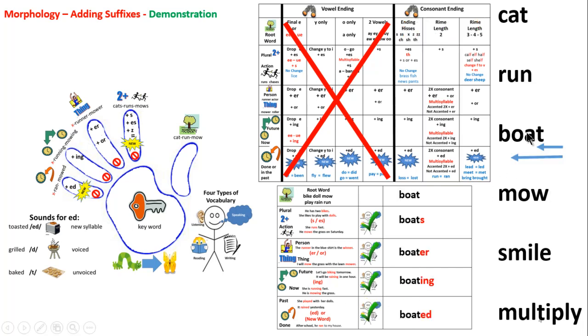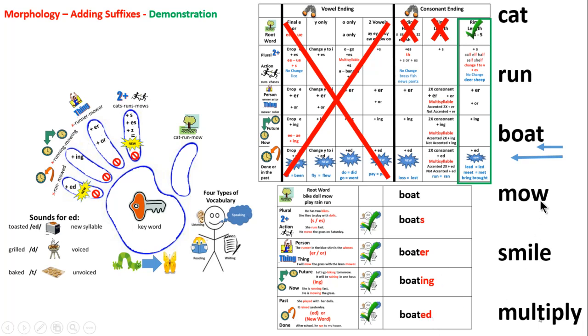Let's do a quick summary of boat. Again, we look at the very last letter. It's a consonant, so vowel endings. Okay, it has a rhyme of 3. So does it hiss? No. Rhyme length 2, 3, 4, or 5. So we cross off the 2. Now we use this rule. So we add boats, add ER, just add an ING, and just add an ED.